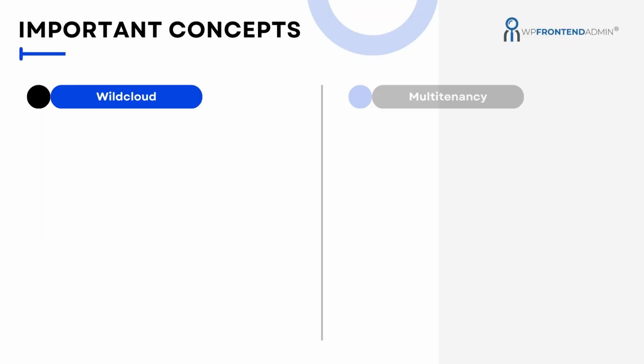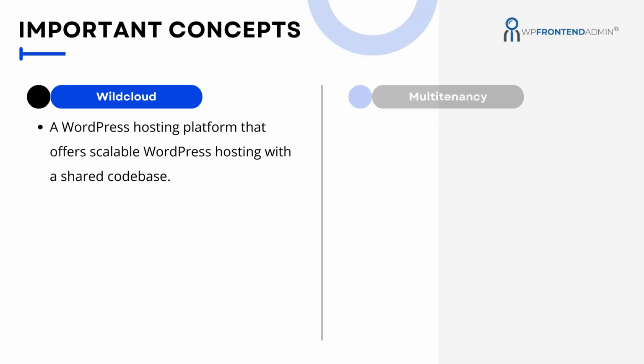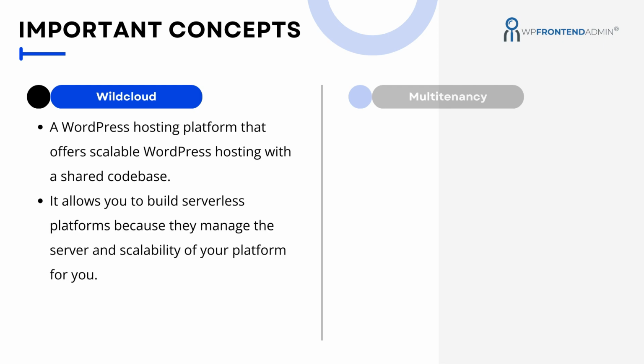First, let's talk about Wildcloud. Wildcloud is a WordPress hosting platform that offers scalable WordPress hosting. It's a great solution for agencies and businesses managing multiple websites as it allows you to create WordPress site templates, sell those templates as products, and automatically create a website for every person that buys your product or application. Wildcloud allows you to build a serverless platform because they manage the server and scalability of your platform for you.